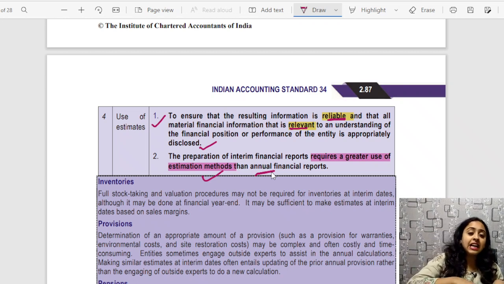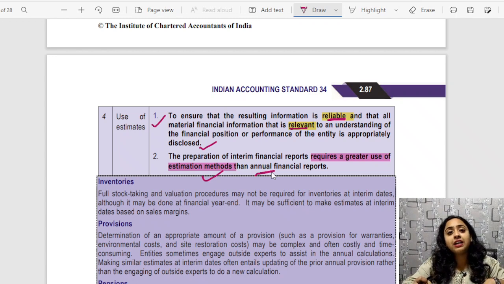Since the interim report has more ambiguity, more confusion in comparison to the annual figures, because annual figures are clear, whereas interim figures are yet to be achieved. It is dependent on the other quarters. Okay, so since it does not have any proximate figures, they have to make some assumptions, they have to take estimates. Okay, so it is said that interim financial statements use and exercise more estimates in comparison to the annual statements. Okay.